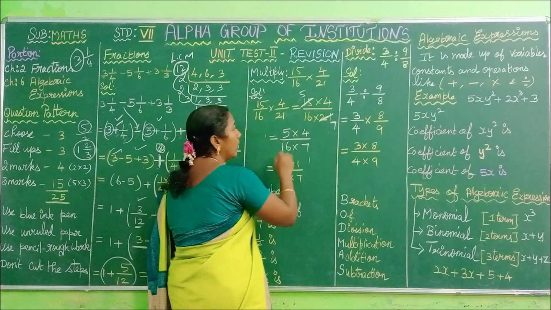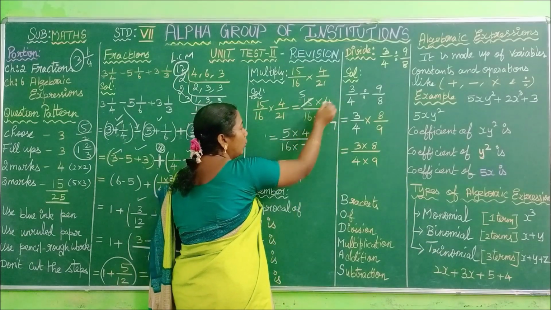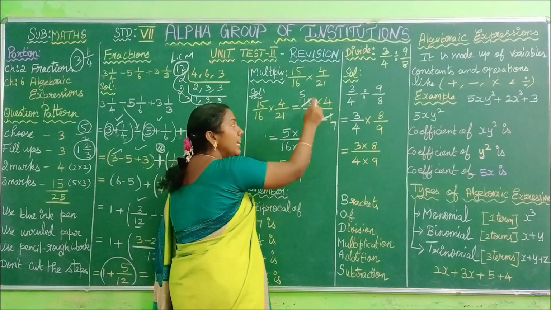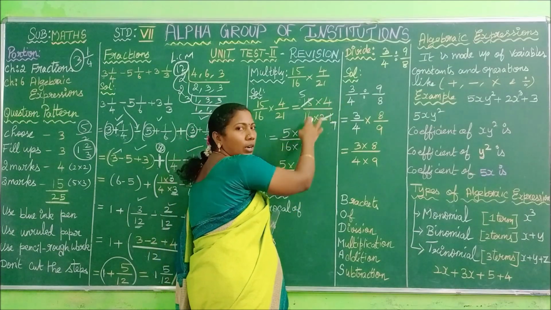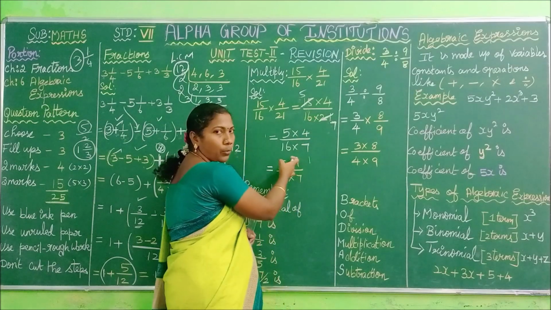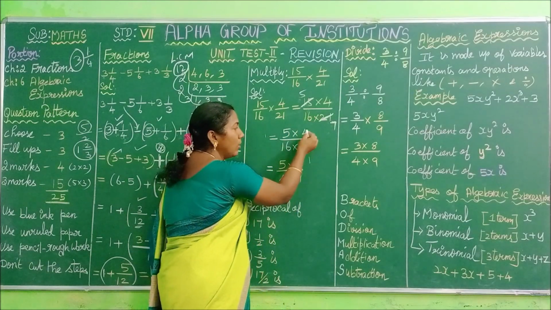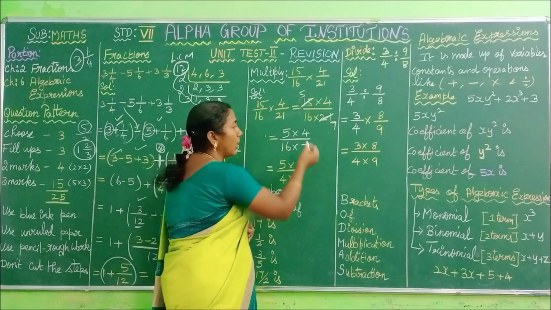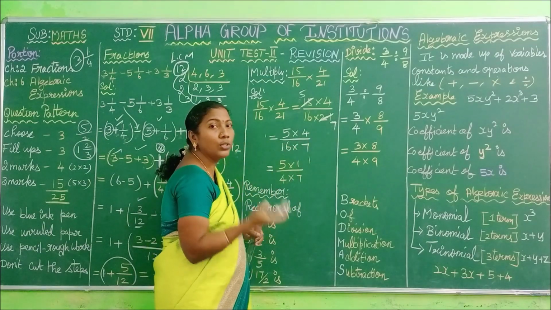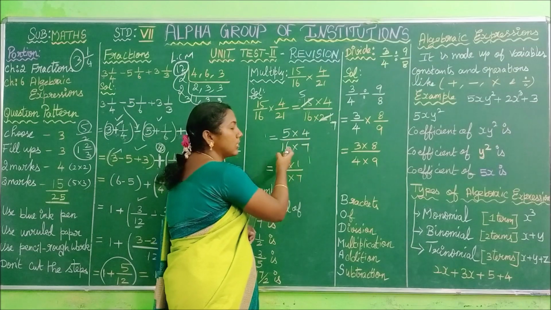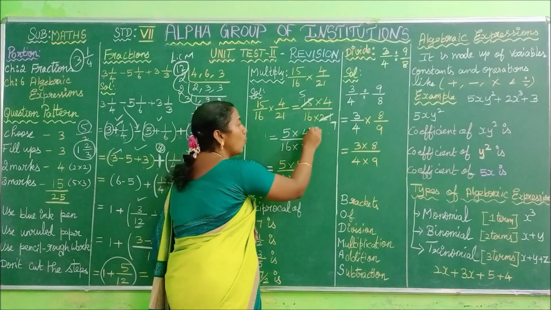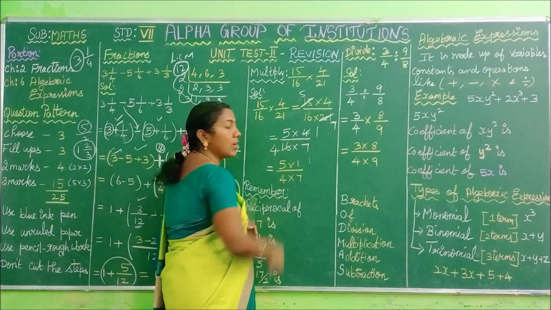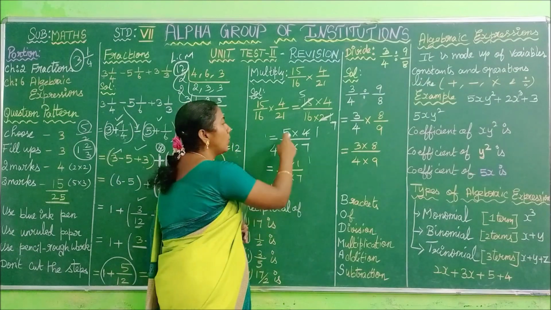Okay, next I am checking. Next I am writing 5 into 4, 16 into 7. In this step also you can cancel 4 and 16. But I am doing the next step. Okay, see here. Here I am having 4, here I am having 16. I can use 2 table to cancel 4 and 16. I can also use 4 table to cancel 4 and 16. Now I am using 4 table. So 1 4 is 4, 4 4s are 16. Do you understand, children?